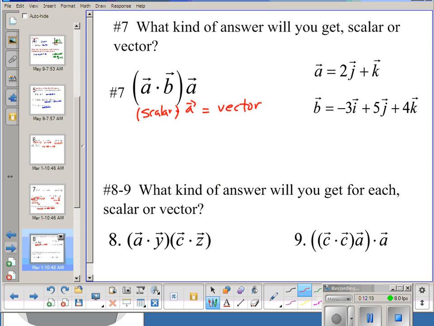So here we go. 8. A dot y is a scalar. C dot z is a scalar. And overall, my answer will be a scalar. And number 9, dotting gives me a scalar. Multiplying it by a vector gives me a vector. But then I'm taking a vector dot a vector, and overall I will get a scalar.